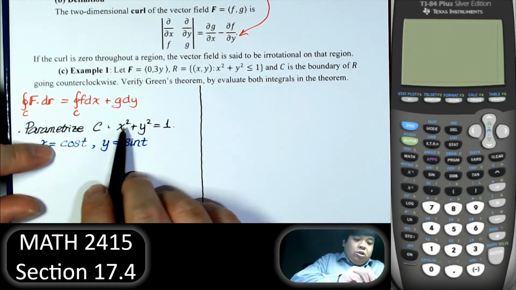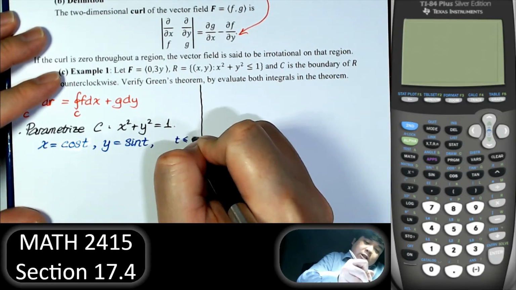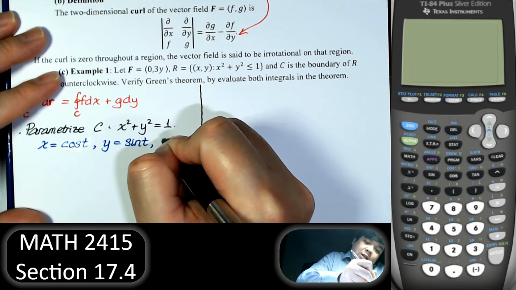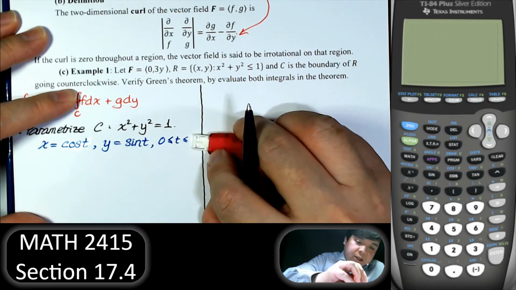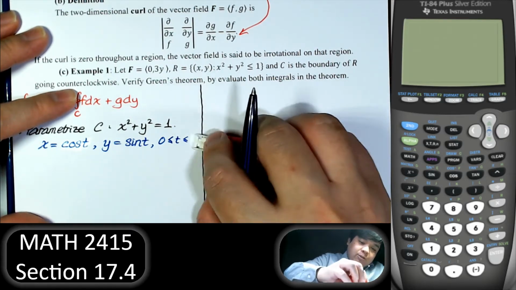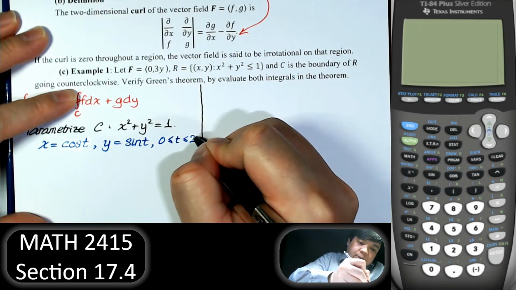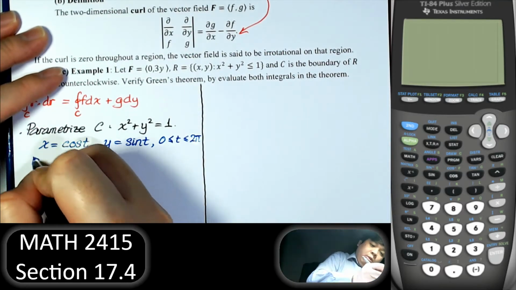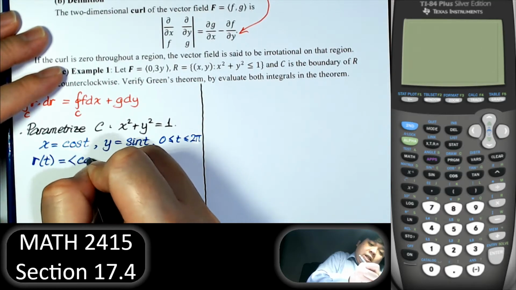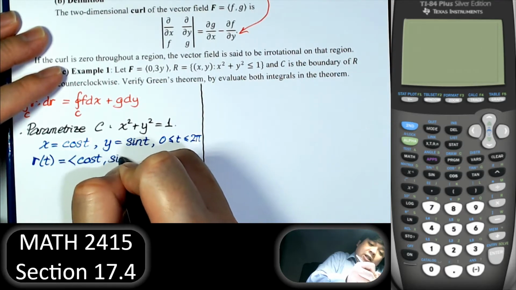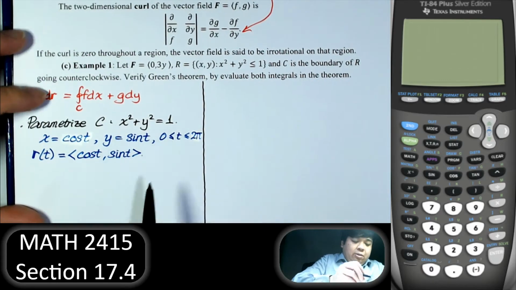Right? Because cosine squared plus sine squared is 1, and t is between 0 and 1. I mean 0 and 2 pi for the whole circle. So we'll parameterize the curve r of t equal to cosine t and sine t in that limit.